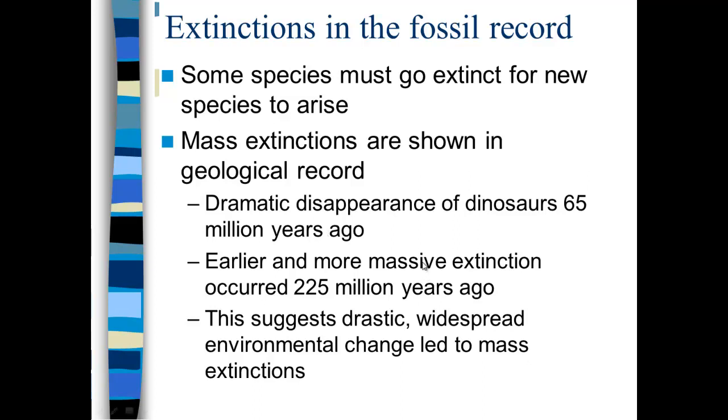And there was an earlier or more massive extinction that occurred about 225 million years ago. And what this suggests is that drastic widespread environmental change leads to mass extinctions. And it was thought that an asteroid hit the Earth 65 million years ago somewhere on the Yucatan Peninsula in Central America, and that's what led to the extinction of dinosaurs.